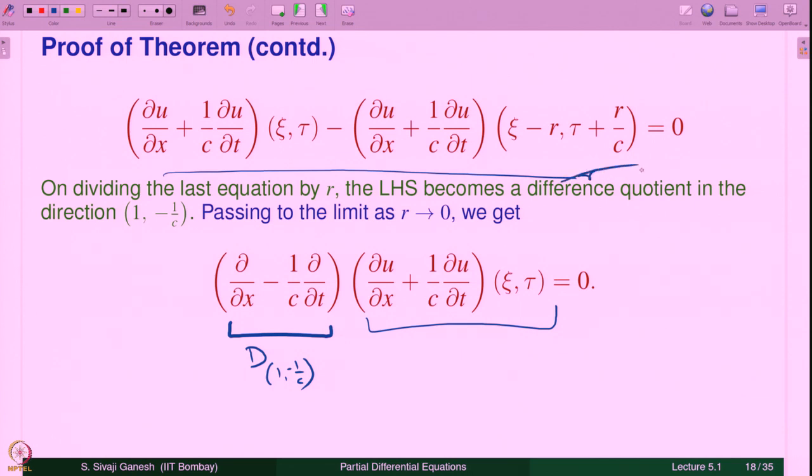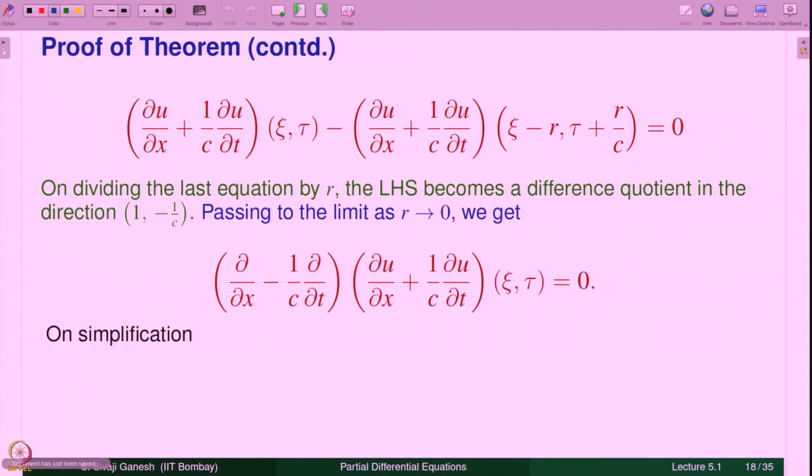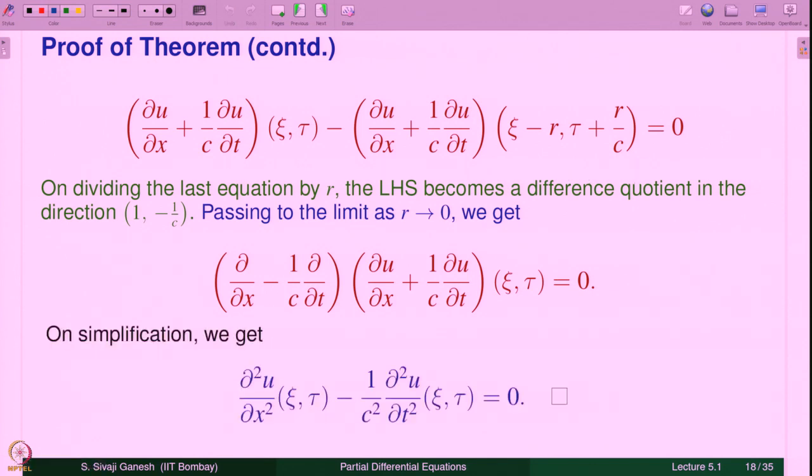So, once you expand, you get the second derivative of u with respect to x, minus 1 by c square times the second derivative of u with respect to t, at (xi, tau) equals 0. (xi, tau) is an arbitrary point, therefore u satisfies the wave equation at every point. Of course, here we have used that when you expand, the mixed derivatives, the second derivative with respect to x and t and with respect to t and x, get cancelled because you use a C2 function. Mixed partial derivatives are equal.